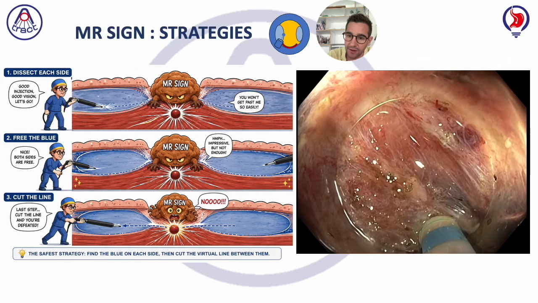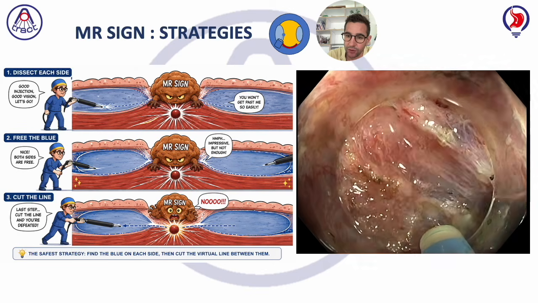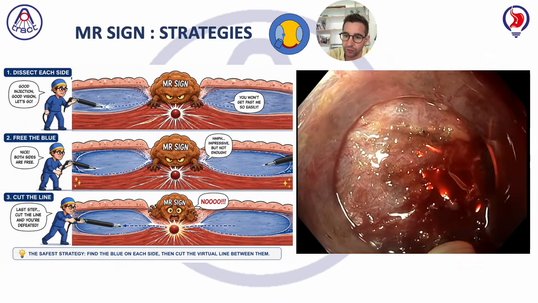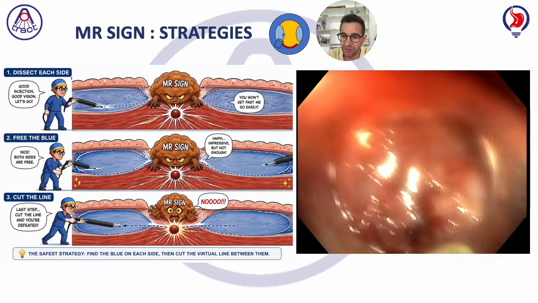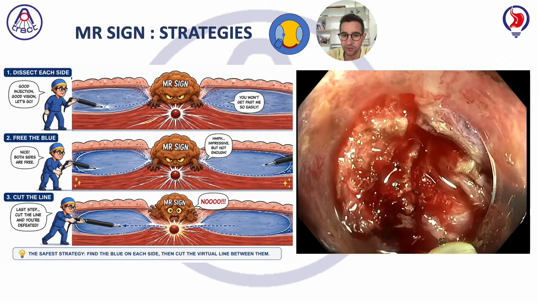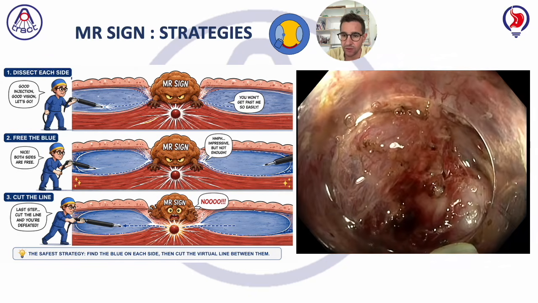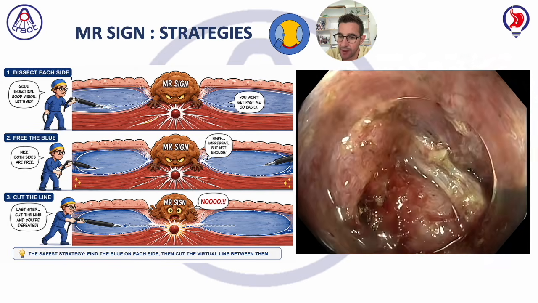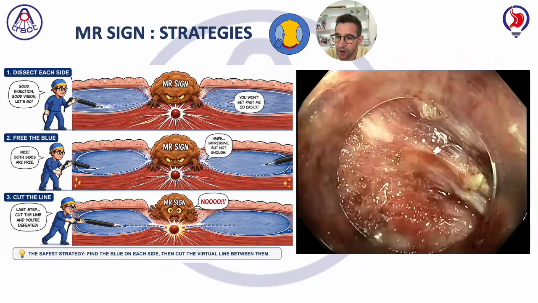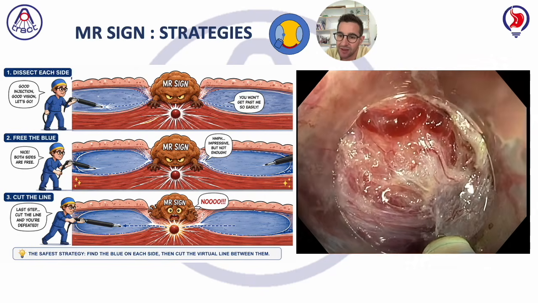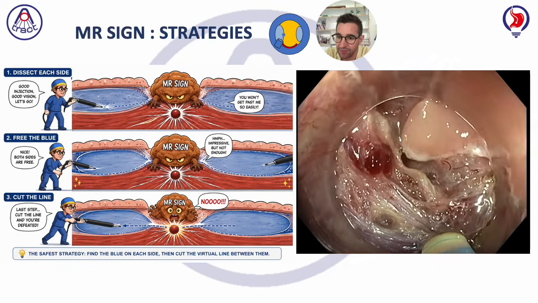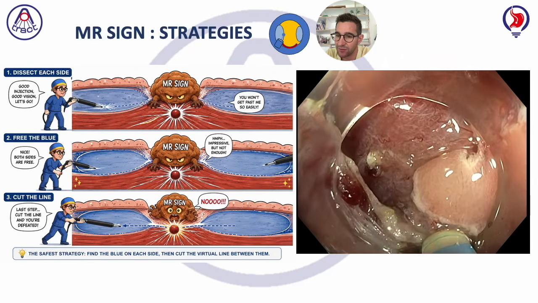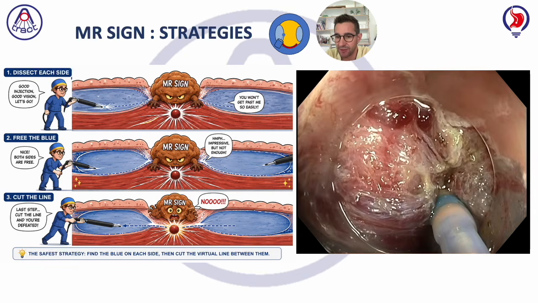Here you will see we inject a lot of blue on the left, and then try to join the blue from the blue and have a cutting line which is virtual because you don't see it very well, but you can try to join those two sides, and it will help you to cut the muscle without going too deep. If you just cut the muscle in front of you with a large muscle retracting sign, sometimes you will do a very big perforation.